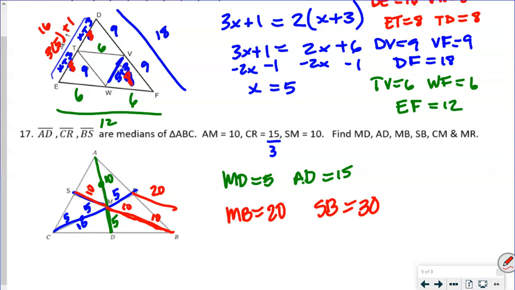And then we've got CM. CM is 5 plus 5, so CM is equal to... No, it's 10, sorry. 5 plus 5 is 10, not 20. So y'all, CM's right here, right? See it right there, CM? And then we have MR right here, MR, which is 5. MR is equal to 5, okay?